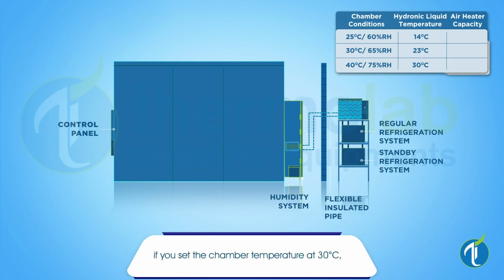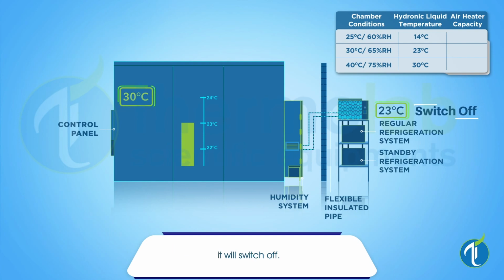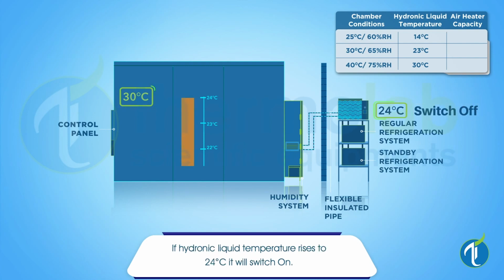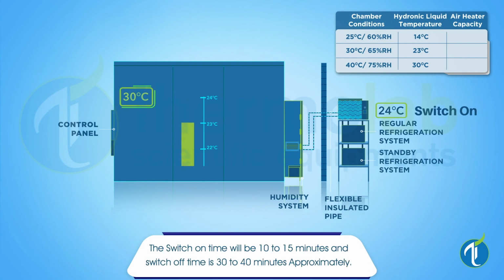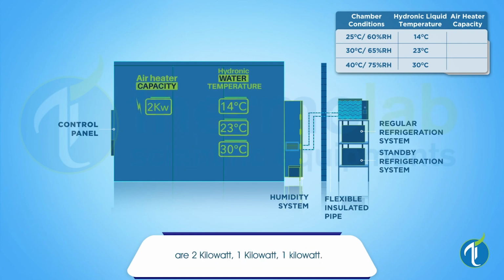For example, if you set the chamber temperature at 30 degrees Celsius, the hydronic liquid temperature at 23 degrees Celsius, the condensing unit will cool down the hydronic liquid, and when it is 23 degrees Celsius, it will switch off. If the hydronic liquid temperature rises to 24 degrees Celsius, it will switch on. The switch on time will be 10 to 15 minutes and the switch off time is 30 to 40 minutes approximately. The pump will circulate the hydronic liquid inside the cooling coil. As the temperature difference is not much, the air heater required are 2 kilowatts, 1 kilowatt and 1 kilowatt.